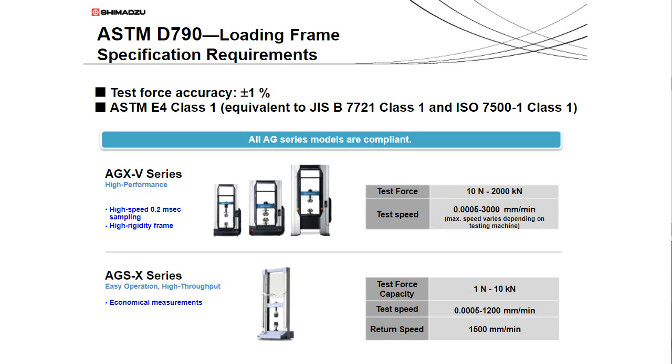In terms of test frame requirements, again, the primary requirement here is going to be in terms of test force accuracy, and both requirements are the same as for the tensile test in terms of a test force accuracy of plus or minus 1%. And both of our frames, again, are fully compliant with both standards, and the general properties are going to be the same.